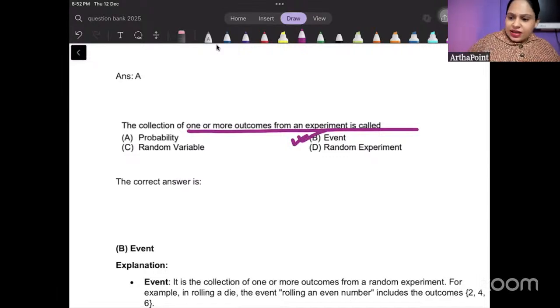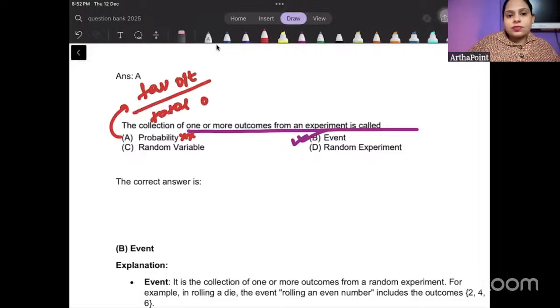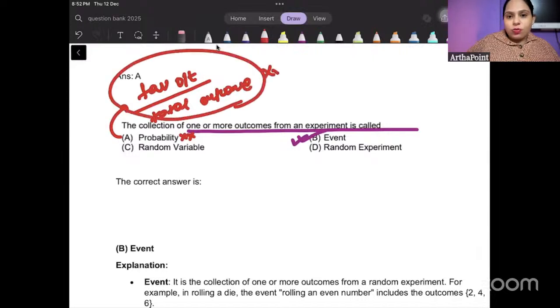So first is very easy to eliminate probability. Probability क्या हो जाता है? Probability is favorable outcome divided by total outcome. है ना, probability तो नहीं हो सकता, it cannot be probability.